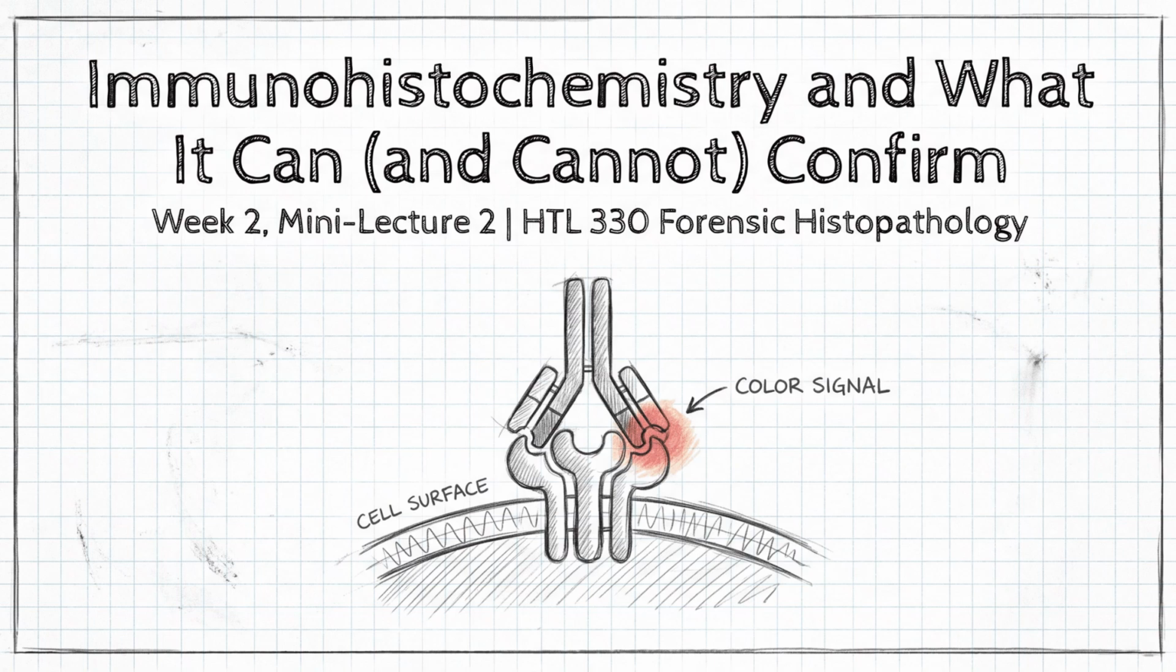Immunohistochemistry is a powerful tool in forensic pathology, but it has specific strengths and limitations we must understand. It allows us to confirm the presence or absence of specific proteins in tissue, offering molecular level insights. However, IHC is not a magic bullet. Its utility depends heavily on proper technique and careful interpretation. We'll explore how IHC fundamentally differs from traditional histochemical stains and what that means for forensic investigations.